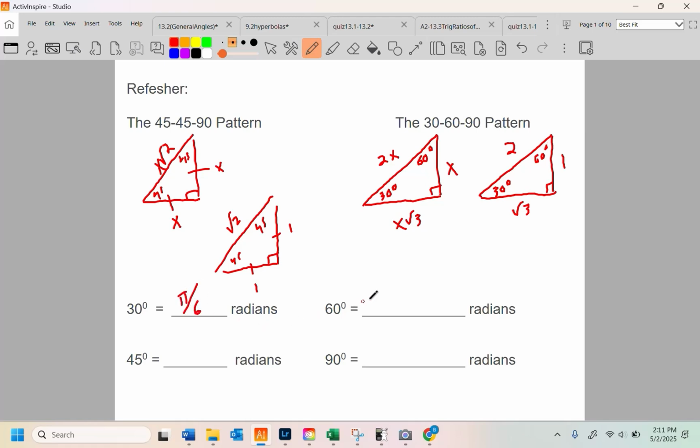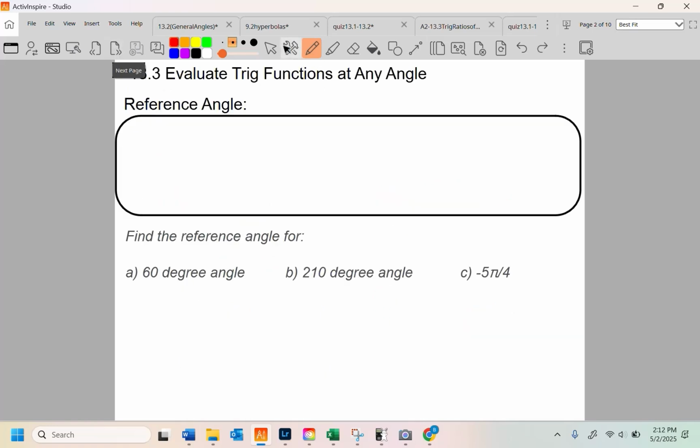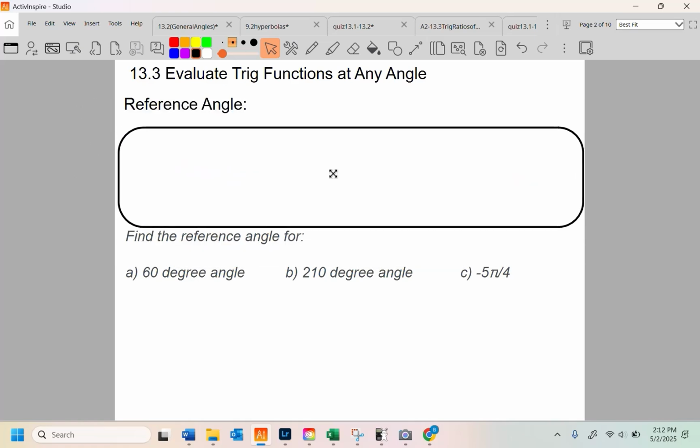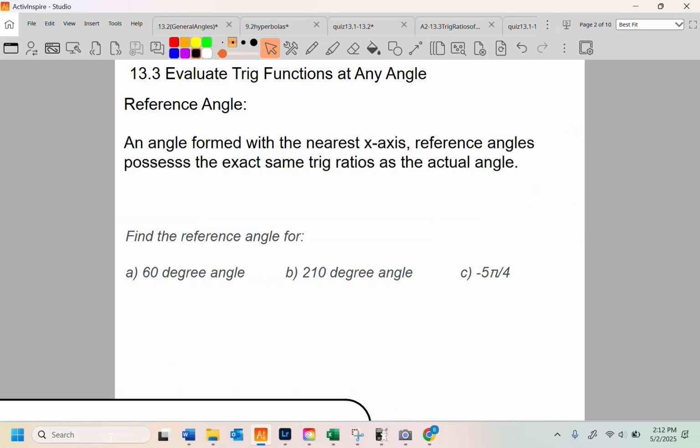30 degrees is pi over 6, 60 is pi over 3, this should be a refresher, 45 is pi over 4, and 90 is pi over 2. Those are big ones, okay? They really are. So one of the key concepts here is called a reference angle, and it's actually in your notes twice because it's that big of a deal. The reference angle is an angle formed with the nearest x-axis. Reference angles also possess the exact same trig ratios as the actual angle.